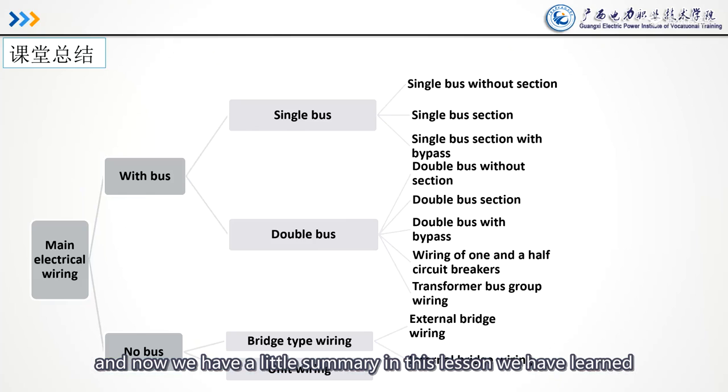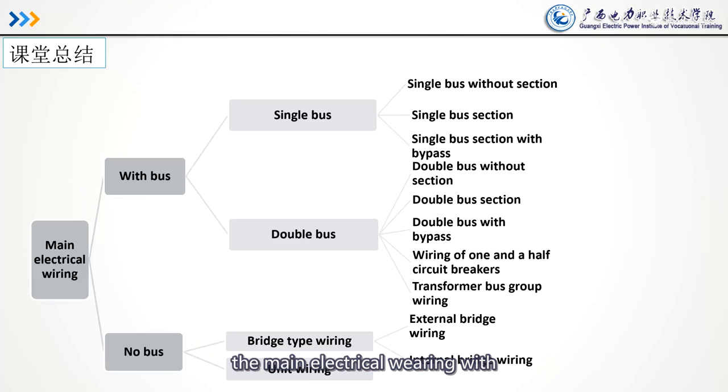And now we have a little summary. In this lesson, we have learned the main electrical wiring, which we have separated into with bus and no bus. With bus, we have separated into single bus and double bus. And with no bus, we separate into bridge type wiring and unit wiring. All these different types of main electrical wiring have been learned in the previous lessons. And you can remember this chart and it will help you memorize.